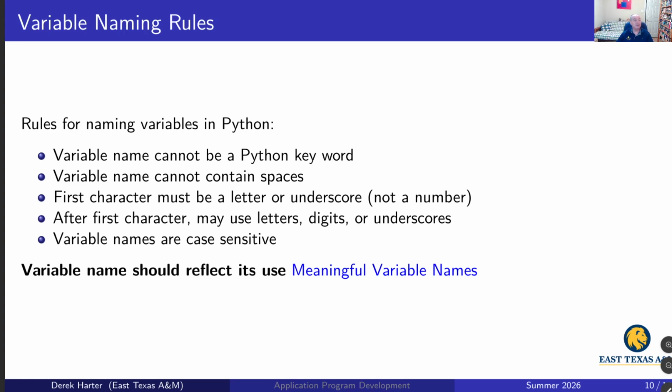Basically, you can only use upper and lowercase letters, numbers, or underscores in variable names, but the very first character can't be a letter or an underscore. Sorry, the other way around. The very first character can't be a number. So the first character has to be a letter or an underscore for a variable name. All right.